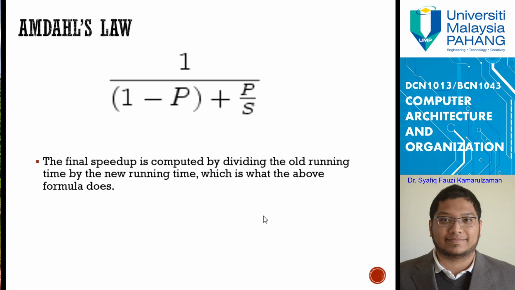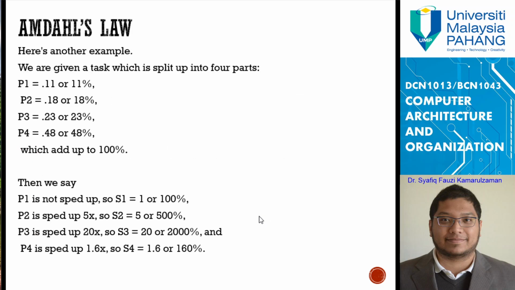So how do you actually use this formula? Here is an example. We are given a task which is split up into 4 parts. Each of the original parts is 11%, 18%, 23%, and 48%, which add up to 100% of all the programming time.